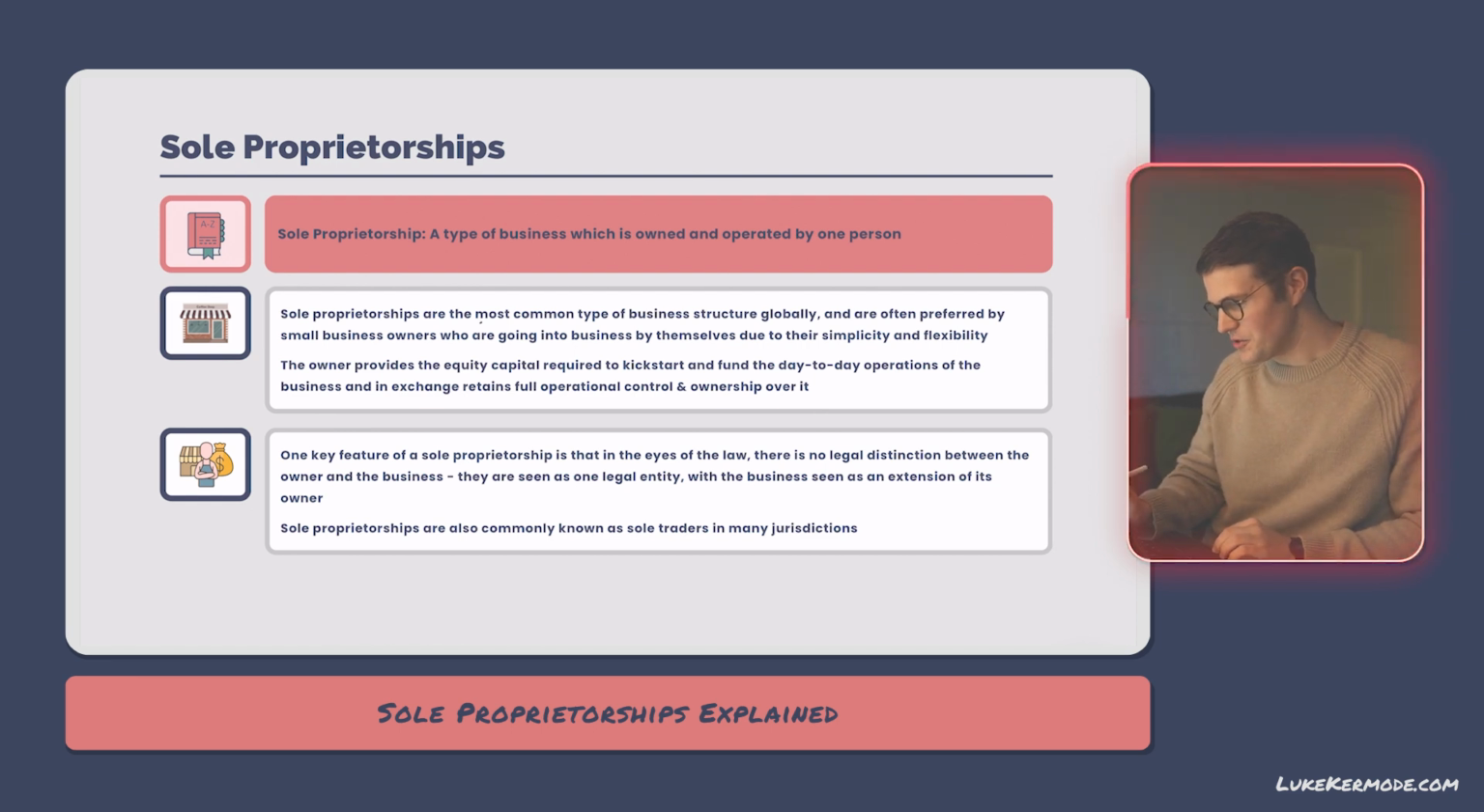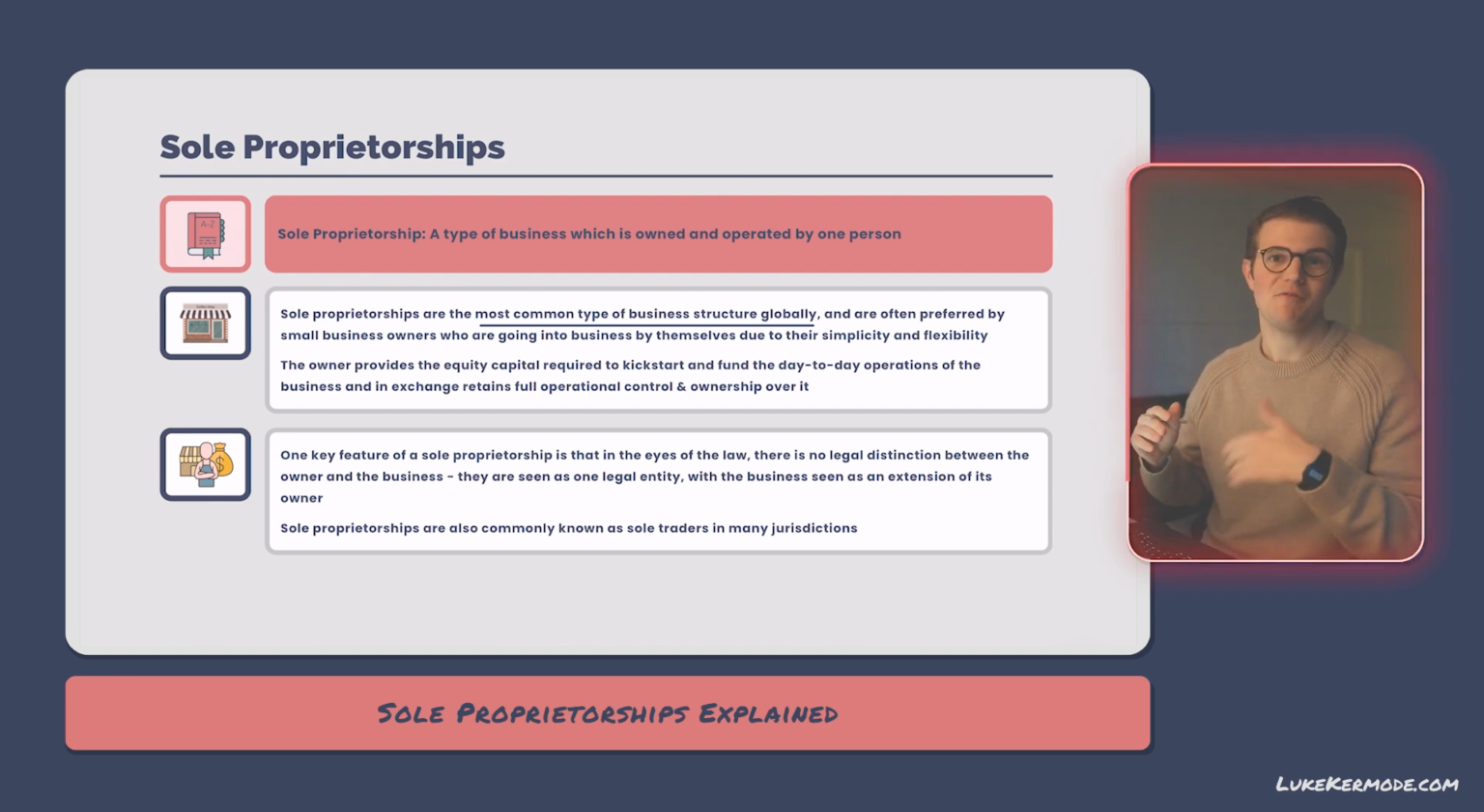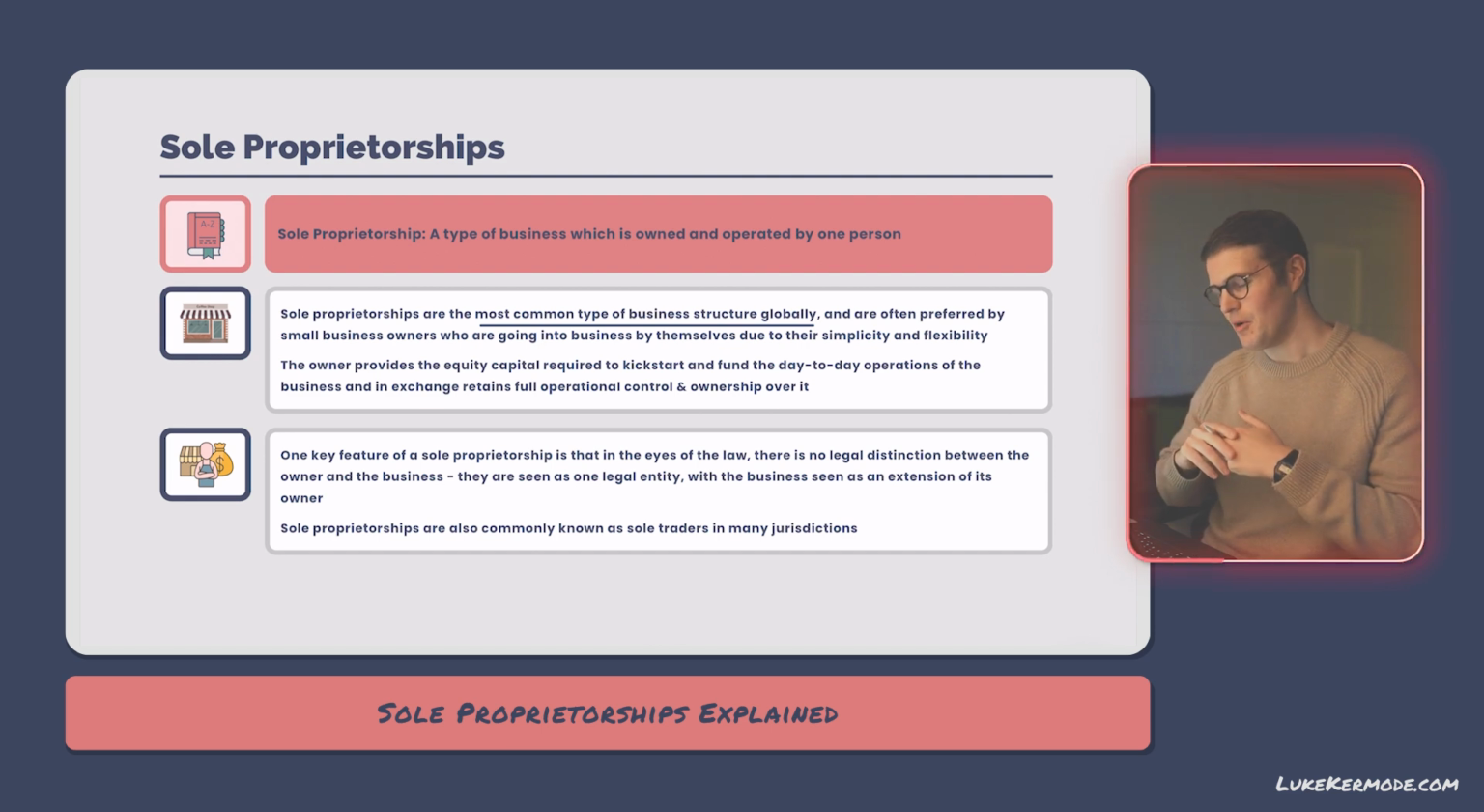So yeah, they are the most common type of business structure globally. They dominate the global landscape in terms of different types of businesses. Sole proprietorships make up the majority of the different types of business structures that exist.